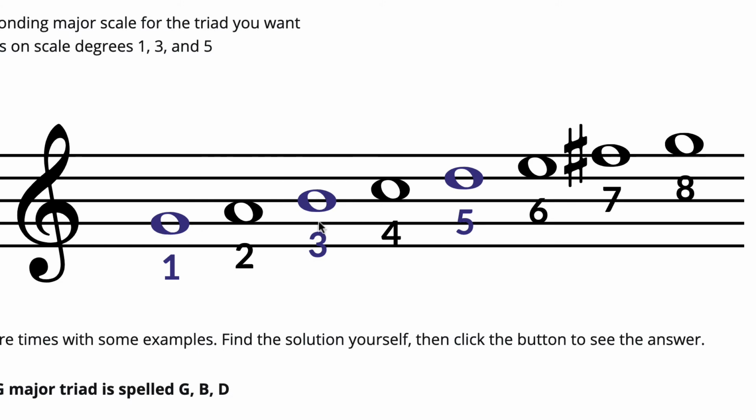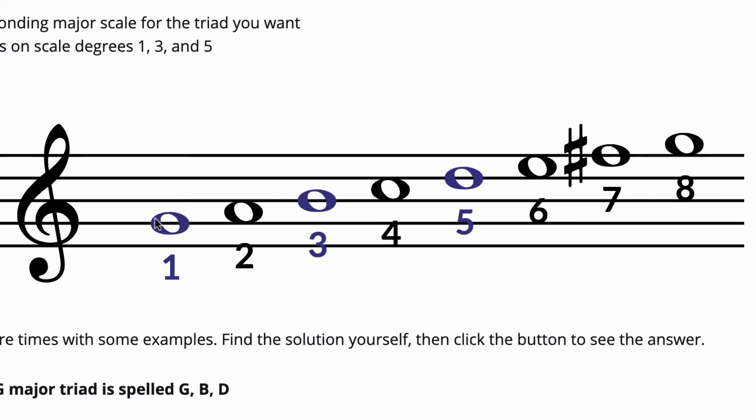So I find my G major triad, G, B, D, and then to find G minor, I just lower the third by a half step. So G, B flat, D. If I want G augmented, I would go G, B, raise the fifth, D sharp. So G, B, D sharp.